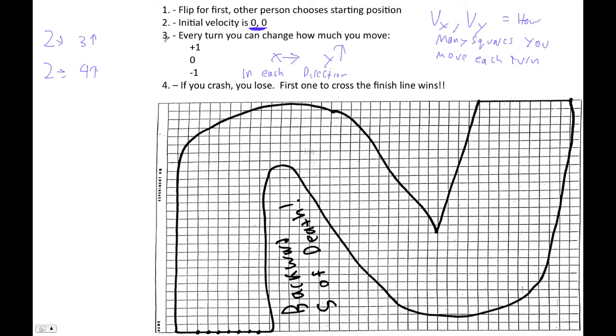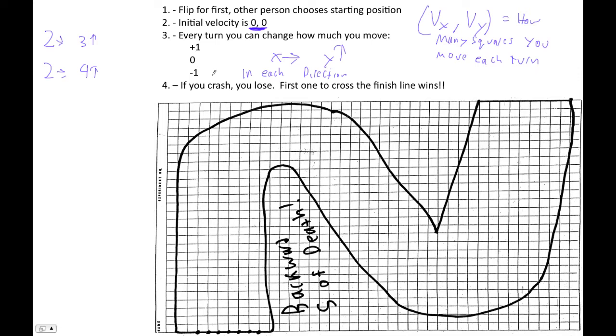So as you play this game, you have a velocity that you have in your mind. You can see it on the board as you do it, okay? And that velocity, you can change how much you move by 1, okay? And crashing is when you hit a square that's inside the wall. That square, I think, is outside the wall. That one is inside the wall. If you have to be on a square that's inside the wall, that is, you can't slow down fast enough, and you crash, you lose.